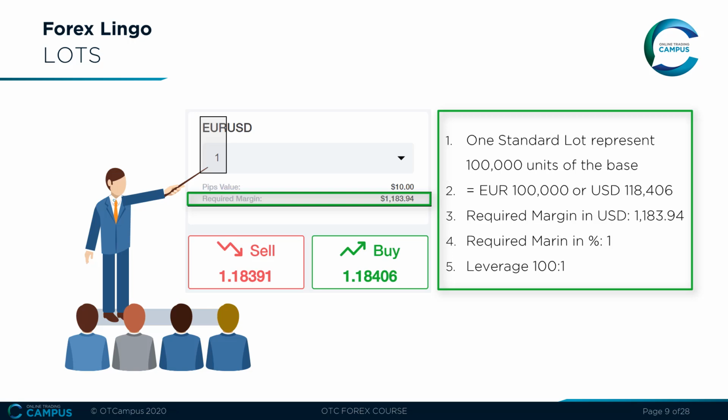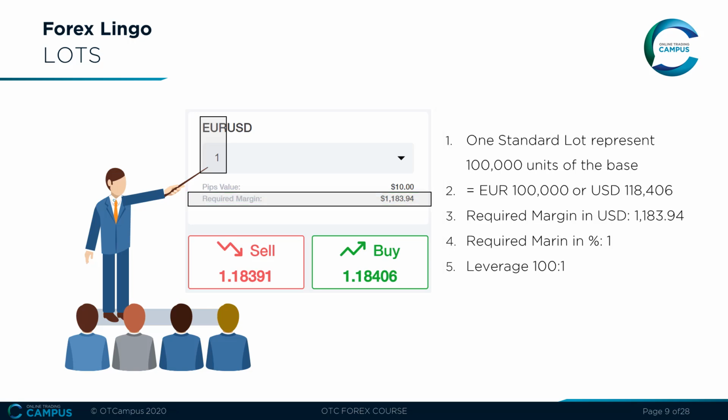Don't worry, we'll go into the specifics of margin and leverage in more detail later on. For now, I just want you to understand the concept of lots. Lots are the tradable units. Standard lots is the biggest lot size. Mini lots are 1/10 of a standard lot, and micro lots are 1/10 of a mini lot.